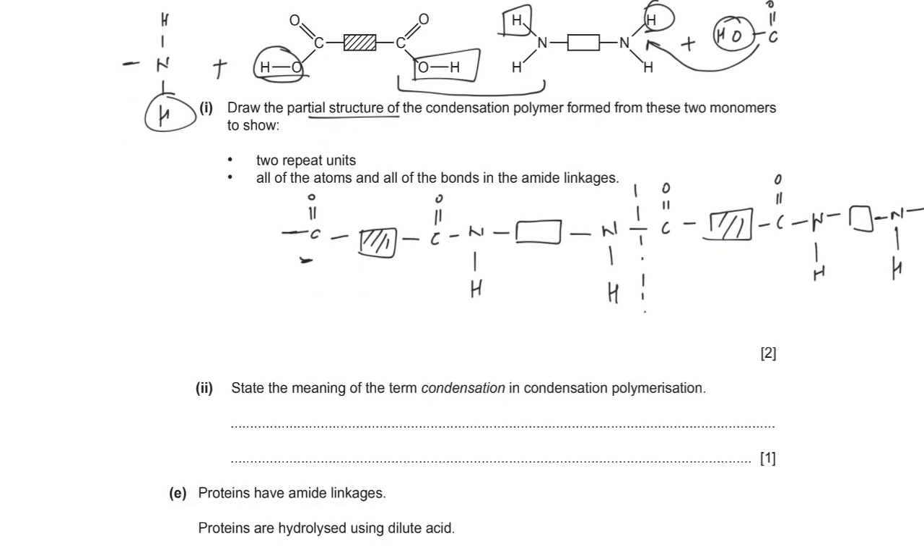State the meaning of the term condensation in condensation polymerization. Condensation means you are eliminating a molecule. You are joining two compounds and eliminating a molecule. That's what condensation means: joining of two compounds and elimination of a small molecule like water.